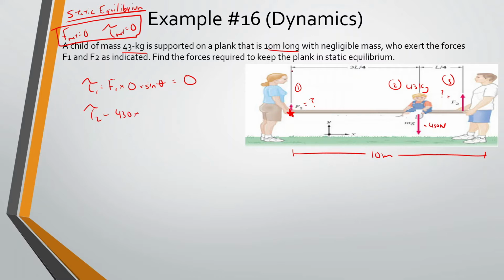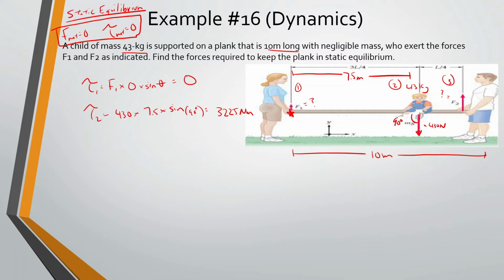Oh, this is good to know. So this is going to be 7.5 meters times sine. And since it's just the weight, that's going to be a 90-degree angle right there. So sine of 90. Let's put that in our calculator. 430 times 7.5 is 3,225 newton meters.